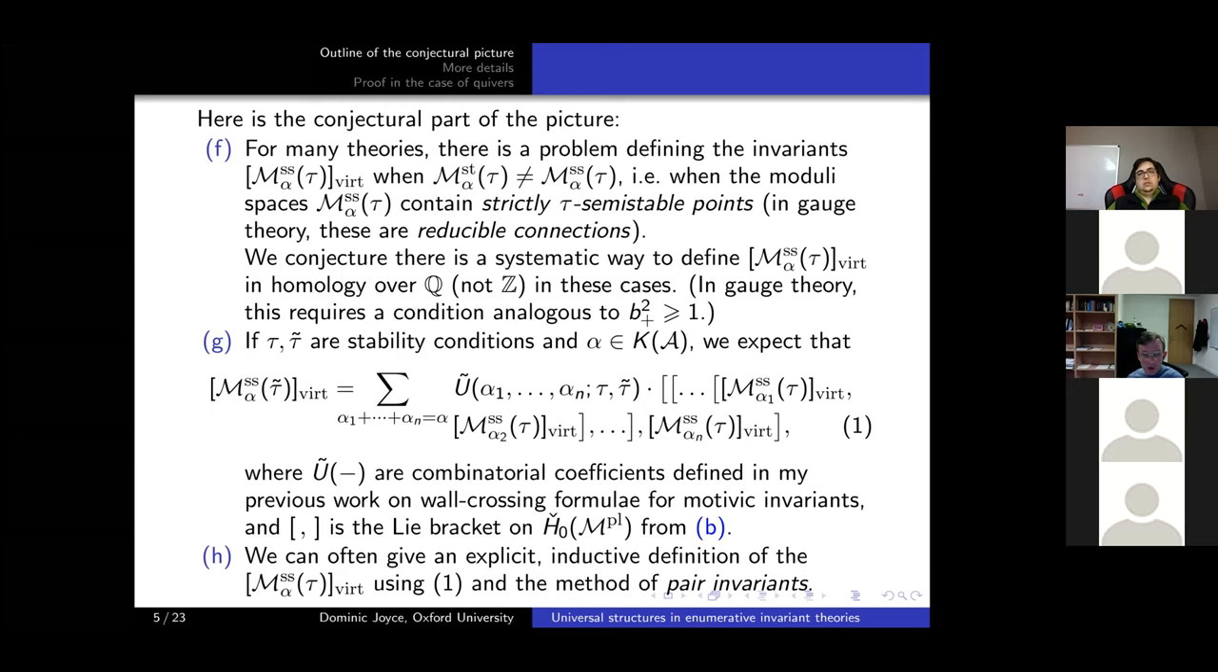And thirdly, we can often give an explicit inductive definition of these classes using the wall-crossing formula and the method of pair invariants. So that's something that's reasonably well known. If you've got a problem with your moduli space containing strictly semi-stables, something that people often do is consider a moduli space of pairs of an object in the original moduli problem and a morphism from some line bundle into it, for example. So then you form some kind of stable pair invariants and you use that as a substitute for the original counting invariant problem. So there's a way of defining these invariants in terms of pair moduli spaces. But in fact, the invariants are actually independent of any choices you made in defining your pair invariants, such as the choice of ample line bundle.